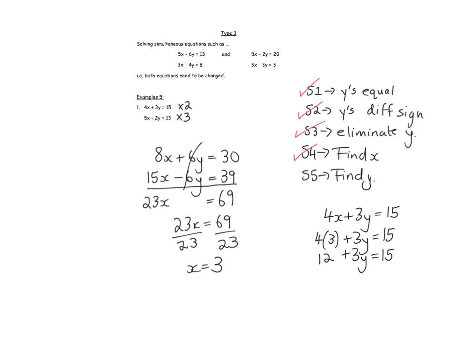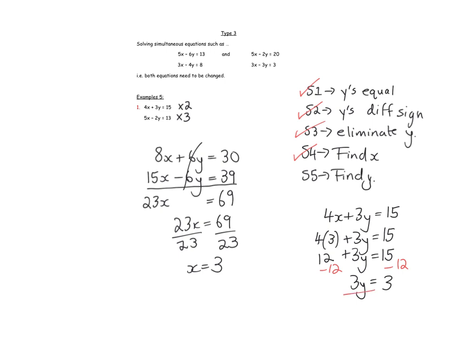Then we need the y on one side and all the numbers on the other. So I'm going to minus 12 from both sides here. And we'll be left with 3y is equal to 15 take 12. And 15 take 12, of course, will give you 3. And then we have 3y equals 3.